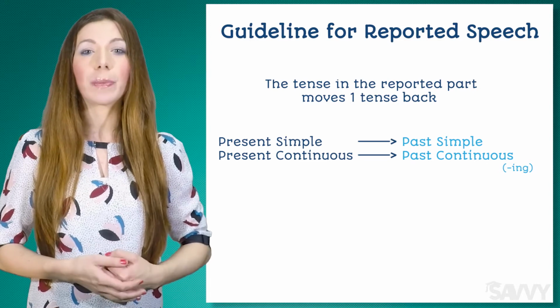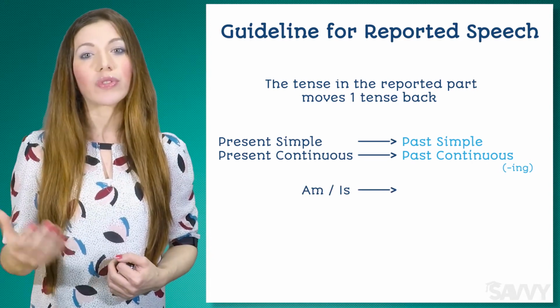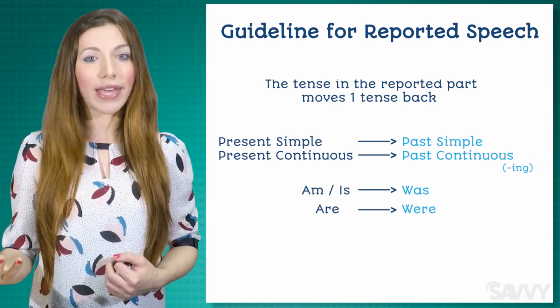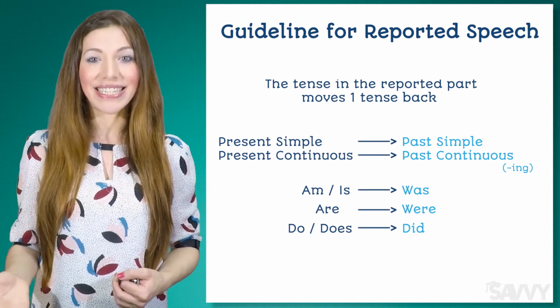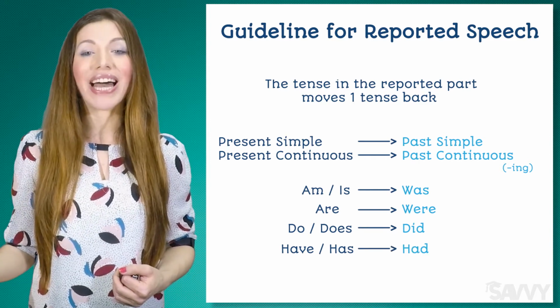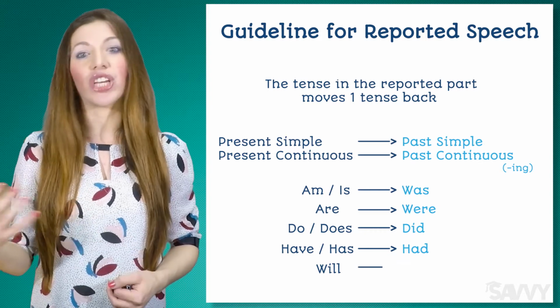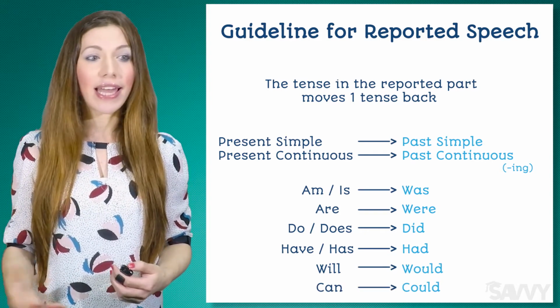So with verbs like am or is, we would use was. Are becomes were. Do or does becomes did. Have and has both change to had in the past. Will, the modal verb, changes to would. Can changes to could, and so on.